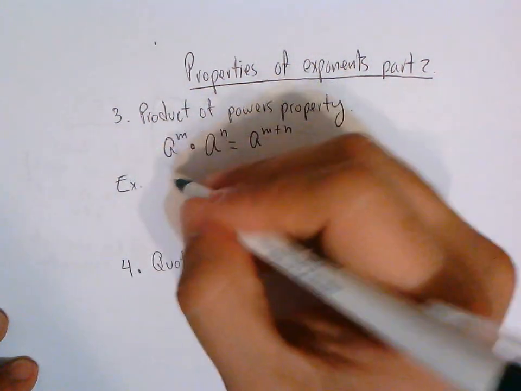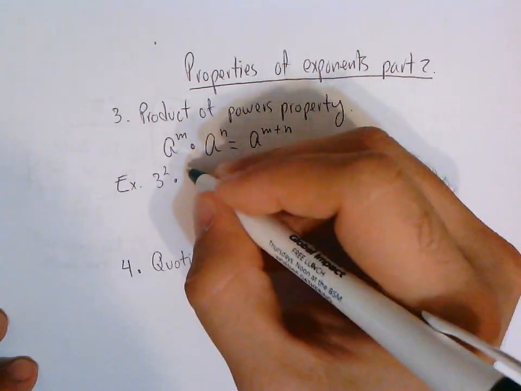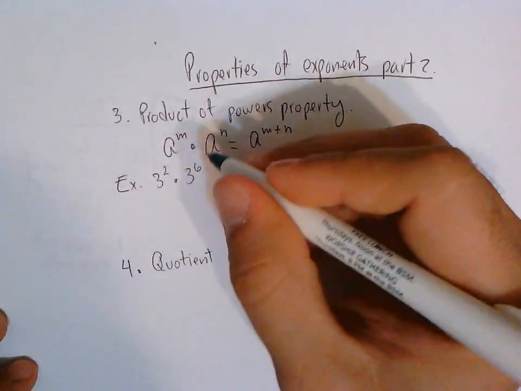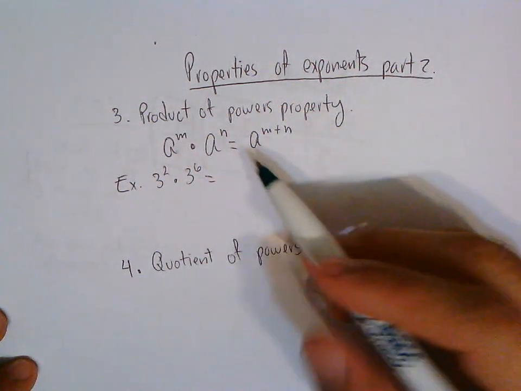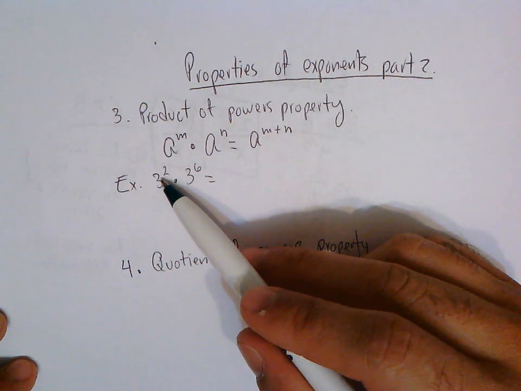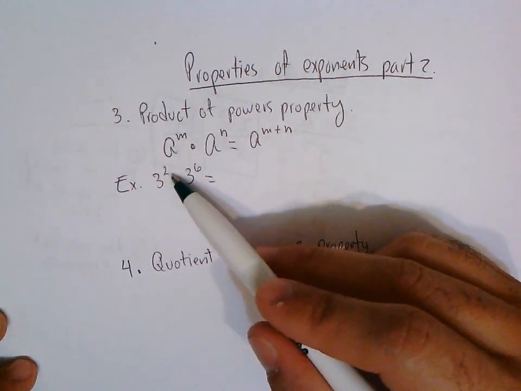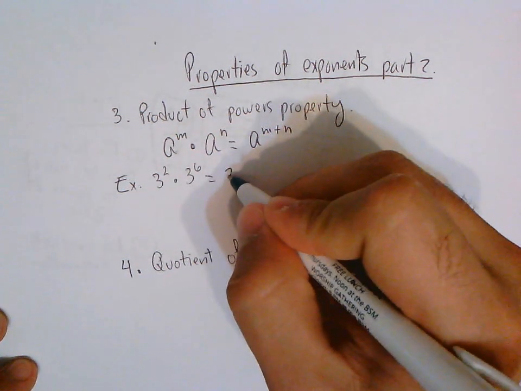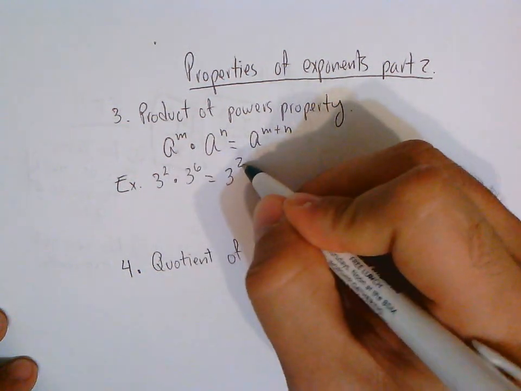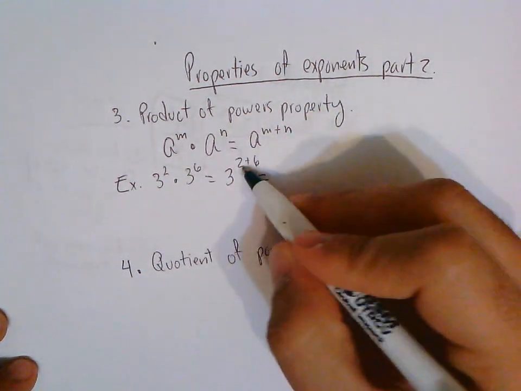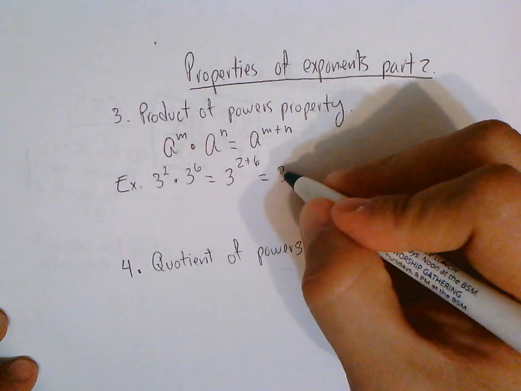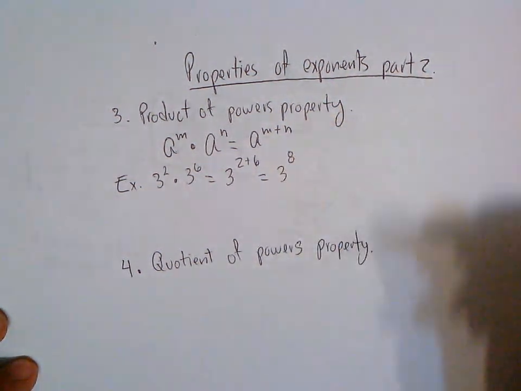The first example will be 3 to the power of 2 times 3 to the power of 6. Well, the rule says that if I have powers multiplying but they have the same base, I can keep the base the same and I can just add the powers. Well, 2 plus 6 is 8, so my answer will be 3 to the power of 8.